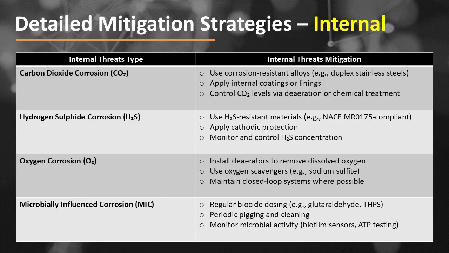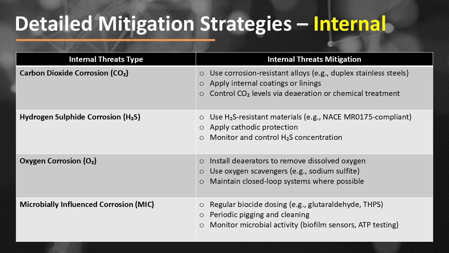If the internal threat type is hydrogen sulfide corrosion or H2S, then the internal threat mitigation for H2S corrosion are: use H2S resistant materials such as NACE MR0175 compliant. Apply cathodic protection. And monitor and control H2S concentration.